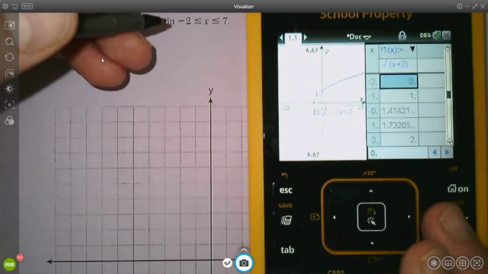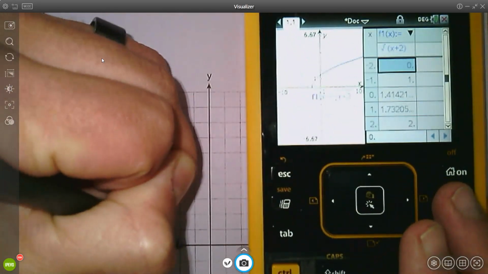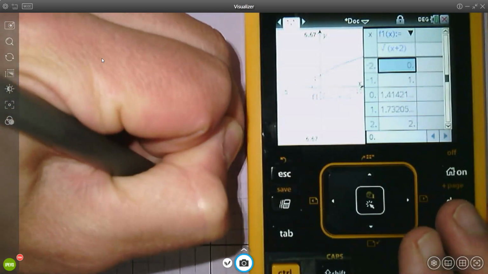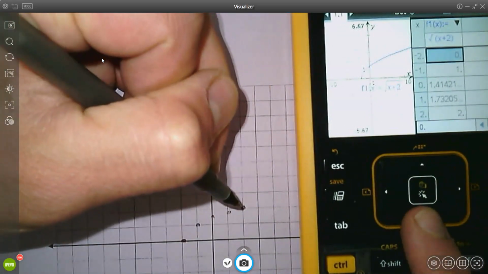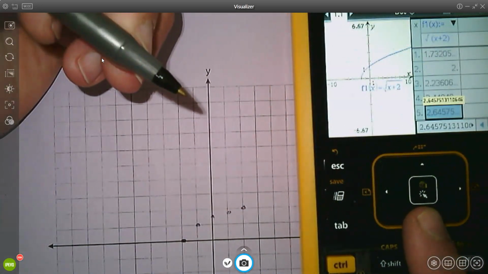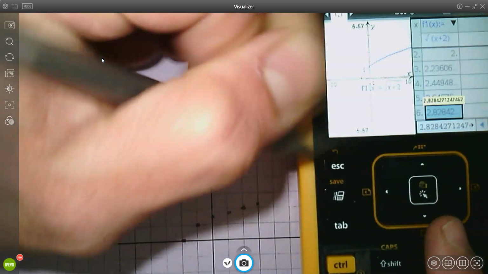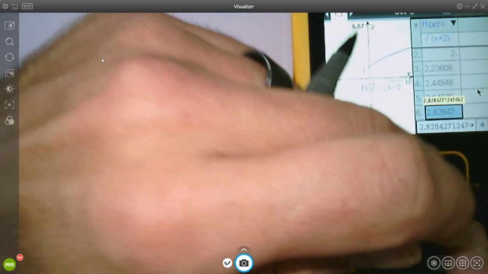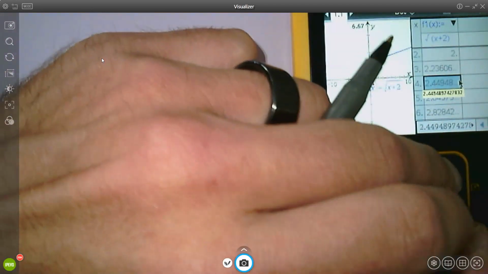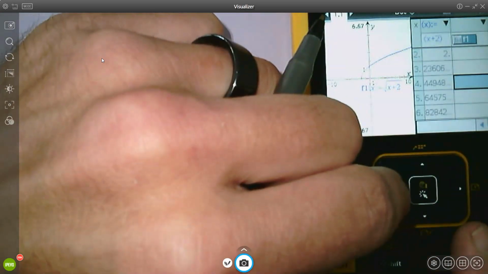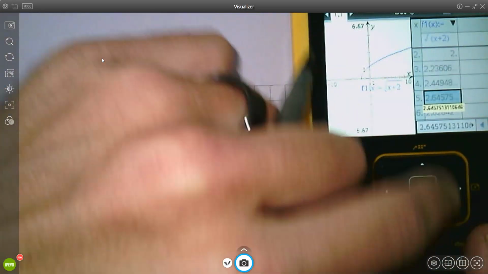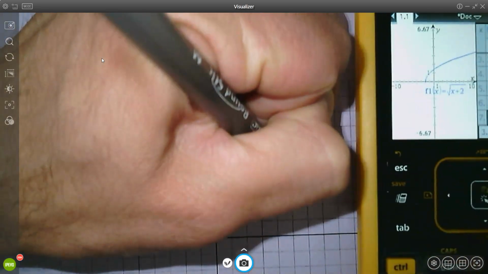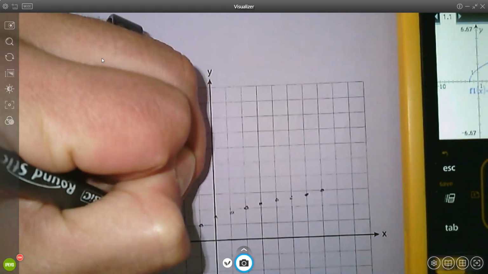-2 is at 0. -1 is at 1. 0 is at 1.4. 1 is at 1.7. 2 is at 2. 3 is at 2.2. 4 is at 2.4. 5 is at 2.6. 6, 2.8, and 7 is at 3.